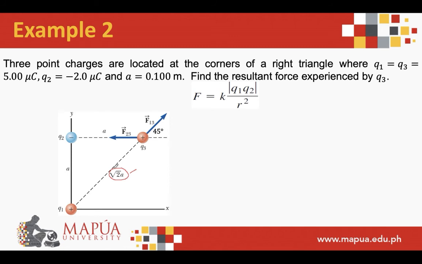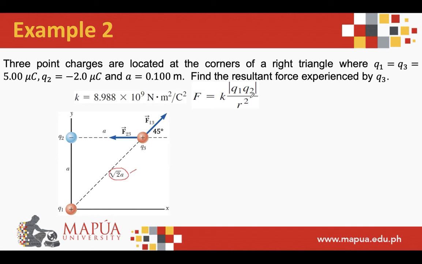Now since these two are positively charged, the force must be directed away from Q3. Now, obviously, this is 45 degrees. This is a right triangle. So this is directed 45 degrees up to the right. Now, we first compute the electrostatic forces F23 and F13, using Coulomb's formula.